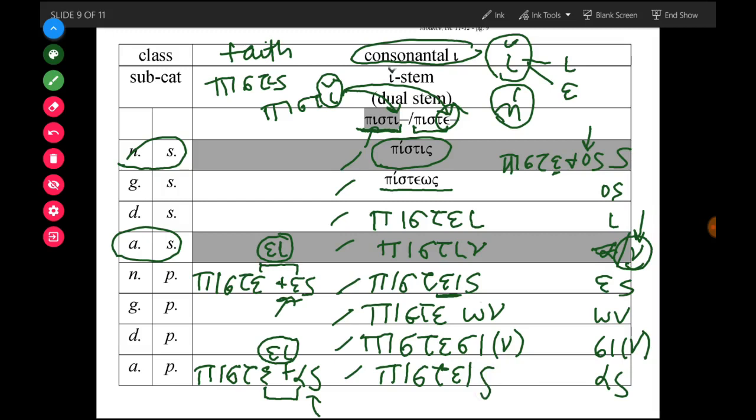Let's say the whole entire paradigm beginning with the nominative singular. So let's read this together. One, two, three. Pistis, pisteos, pistei, pistin, pisteis, pisteon, pistesin, pisteis.